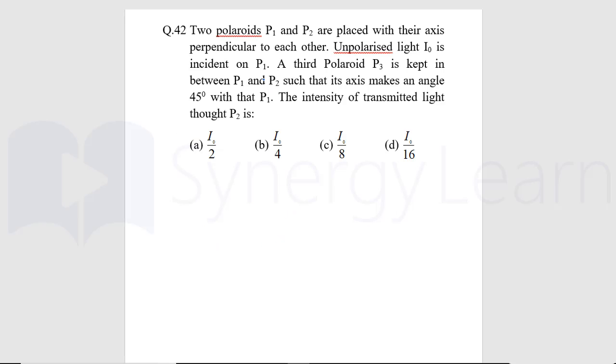Now, it says Polaroids. Say a Polaroid has a particular transmission axis. There are two Polaroids with their axes perpendicular.